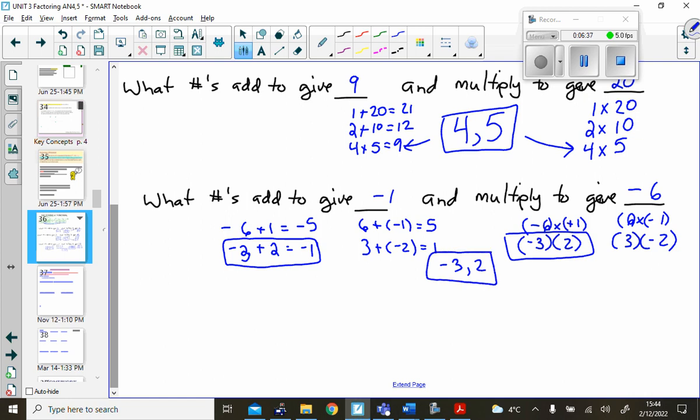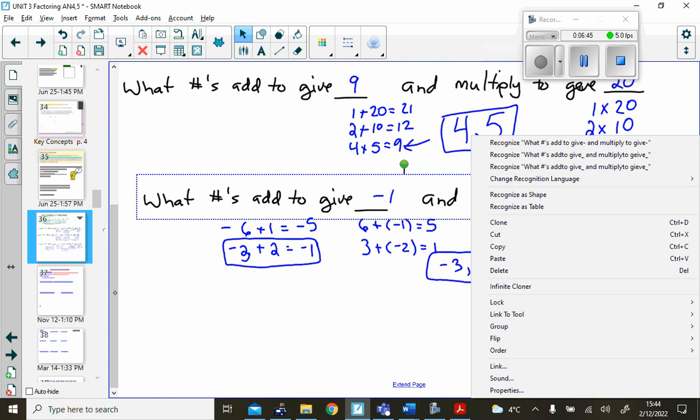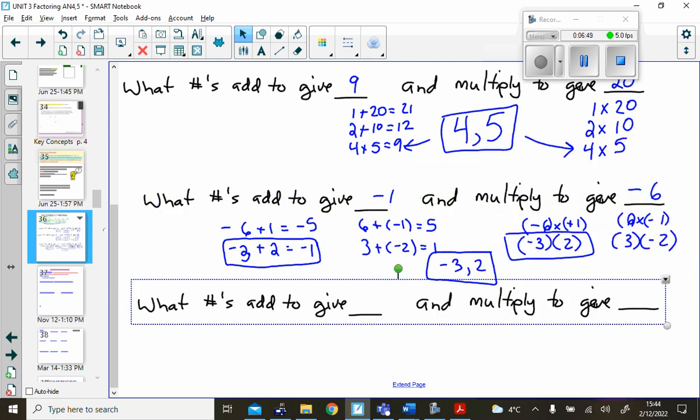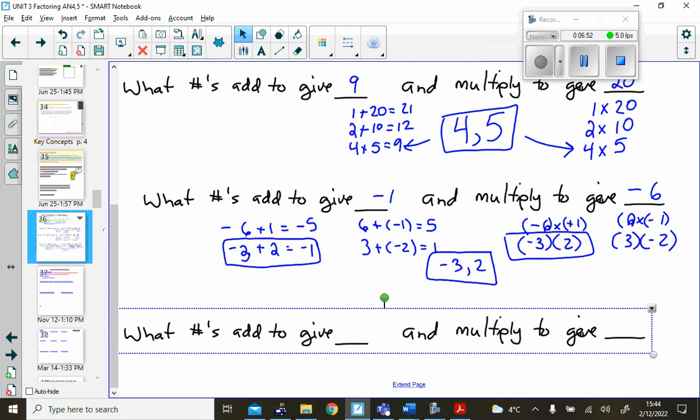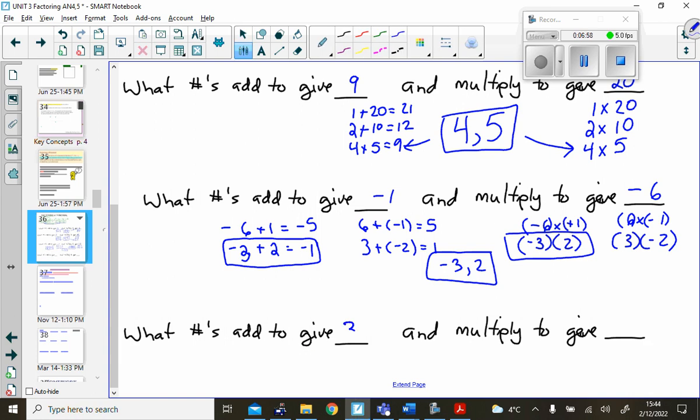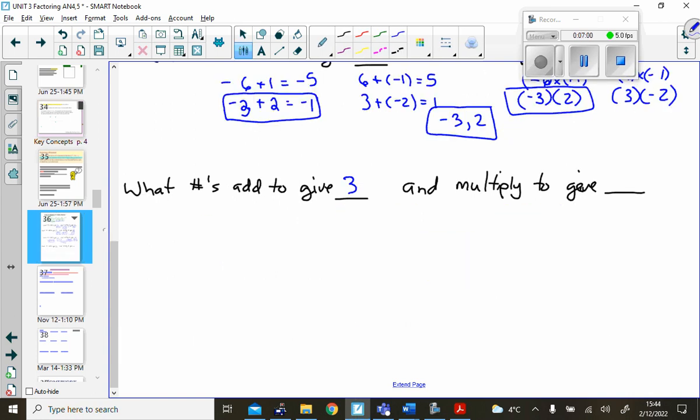These magical numbers. So we'll try a 4th one, trying to figure out what adds to give 3, and what multiplies to give negative 4.